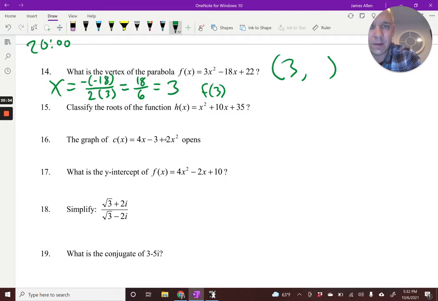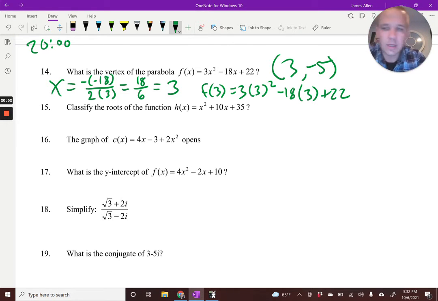But if I do f of 3, I have 3 times 3 squared minus 18 times 3 plus 22. What's that going to equal? Let me look at my key. It's going to be negative 5. Done doing math for now. Well, kind of. All right, wonderful.